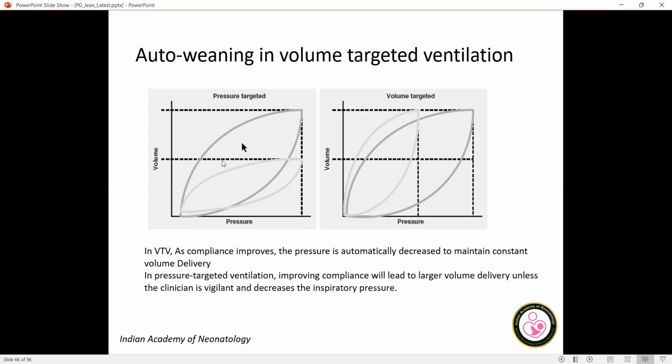But when we see this graph, in a pressure targeted ventilation, what will happen when the compliance improves? This was the initial stage, low compliance, and it improved to better compliance. We can see a large volume is delivered, and that can cause injury. So the clinician should be vigilant about this and should decrease the inspiratory pressure accordingly, because when the compliance improves, the same pressure will deliver more volume. So we have to reduce the pressure.